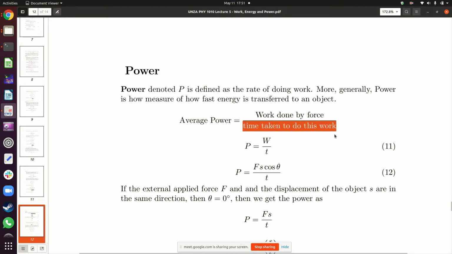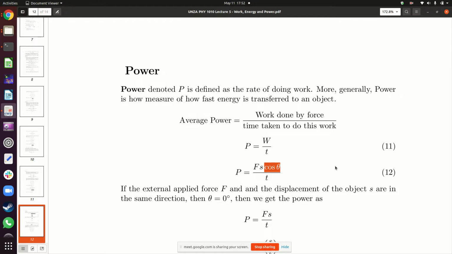So power P is equal to W, which is the work done, divided by the time. But we know how to work out the work. The work is equal to the force multiplied by the displacement multiplied by the cosine of the angle theta. We have seen different situations. If the force and the displacement are in the same direction, that's when you've got maximum work done. If the force and the displacement are 90 degrees to each other, you've got 0 work done. If it's negative, like that.